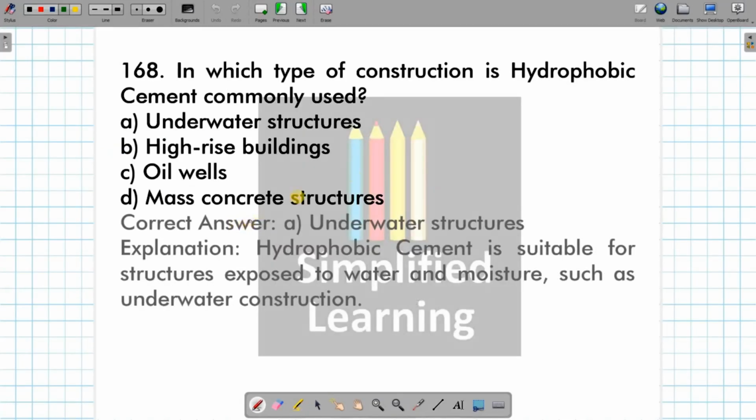Then in which type of construction is hydrophobic cement commonly used? Obviously, it is not going to be mass concrete structure. Here we are going to require low heat one. Then not oil well, not high-rise building. In high-rise building, strength will be the concern. In underwater structure, hydrophobia of the concrete mix is the main necessity. That's why in underwater structure, we are going to use hydrophobic cement.